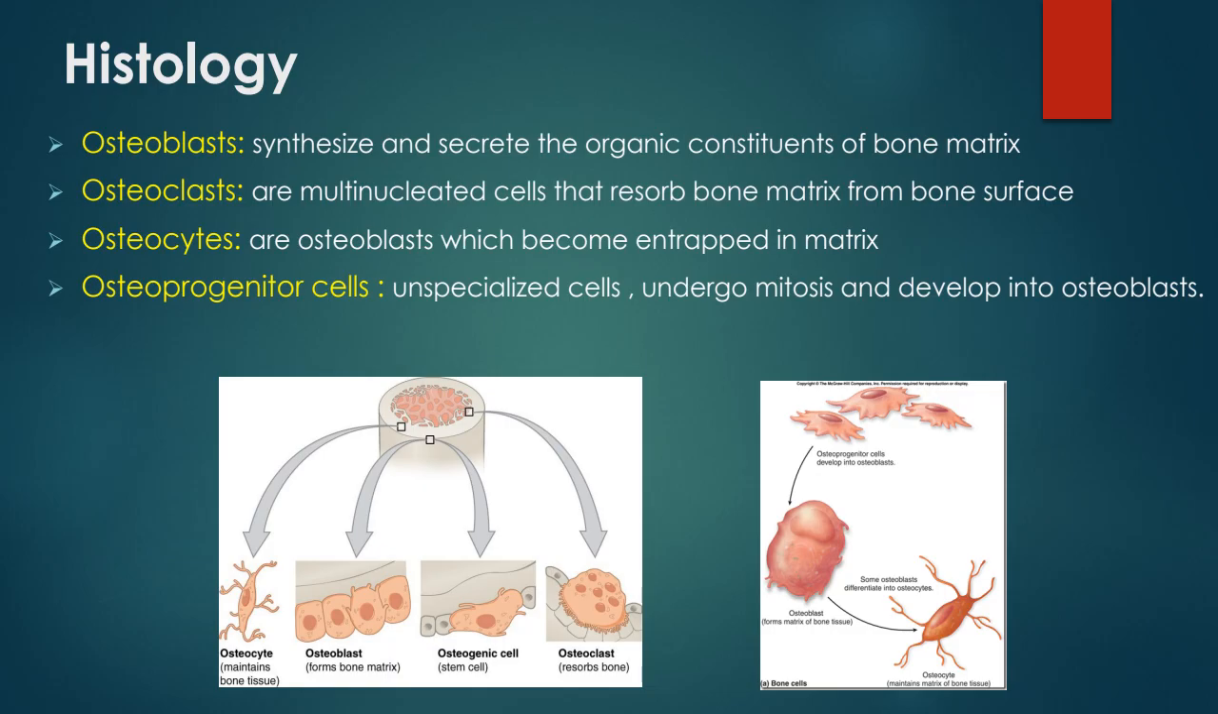These osteocytes are a form of osteoblast, but they are entrapped in the matrix itself. And we have osteoprogenitor cells. These are like stem cells. They're undifferentiated, they're unspecialized, and depending on the signals they receive, they might go into mitosis, and they might develop into osteoblasts, or they might develop into osteoclasts if the bony structure requires that.